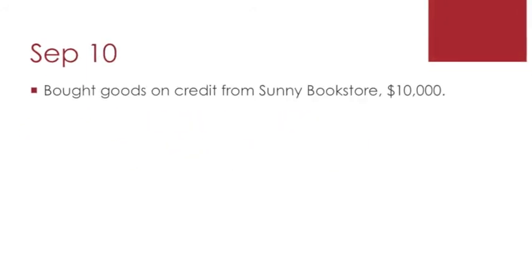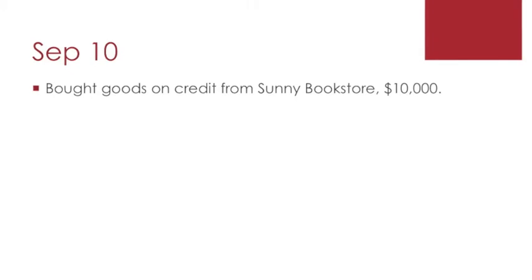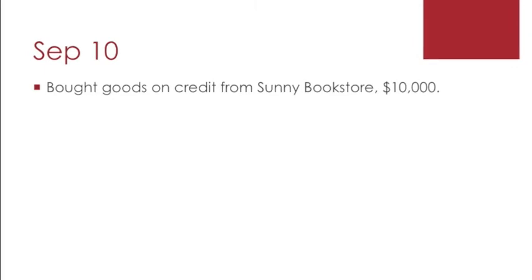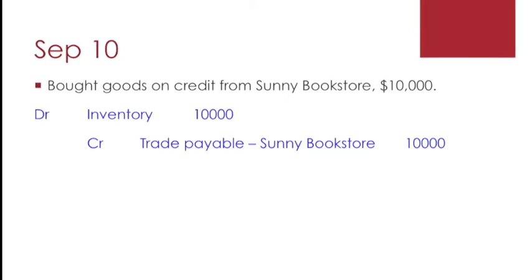Moving on to 10th September, the business bought goods on credit from Sunny Bookstore 10,000. So whenever we see the keyword goods, we know that the business increased in terms of inventory. And if it's on credit from Sunny Bookstore, that is a payable. The business owes a payable.